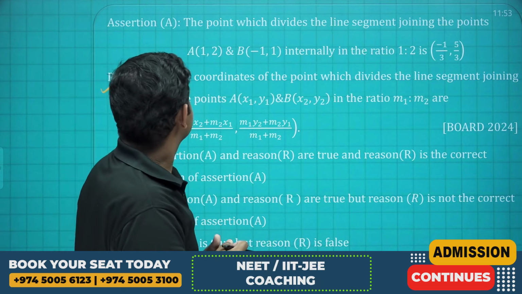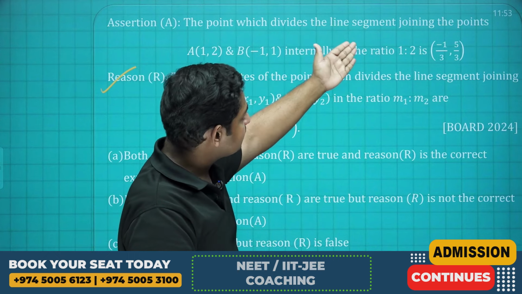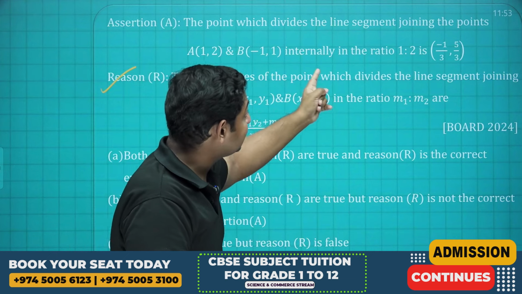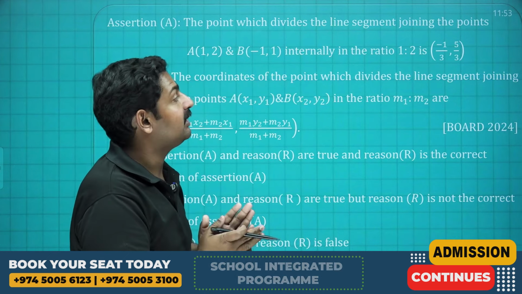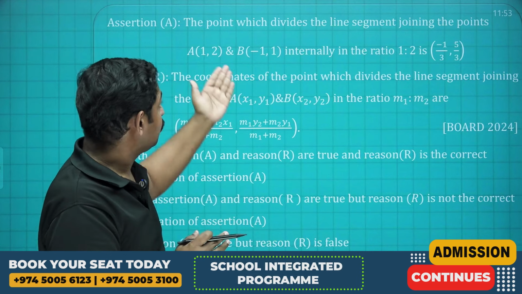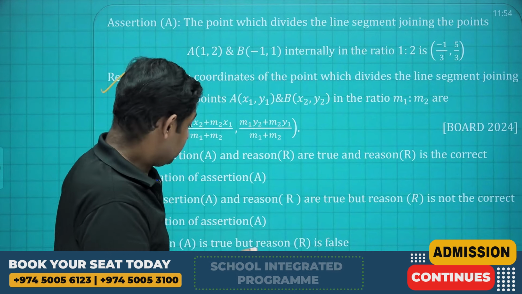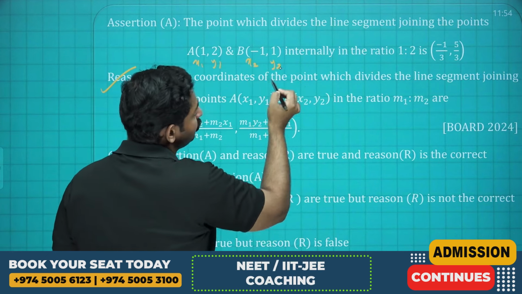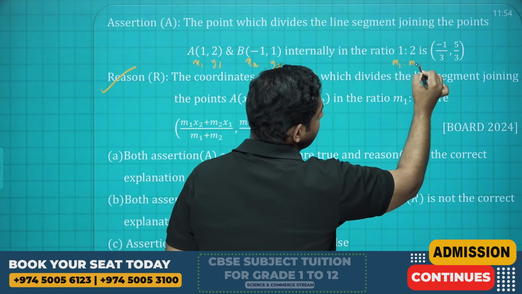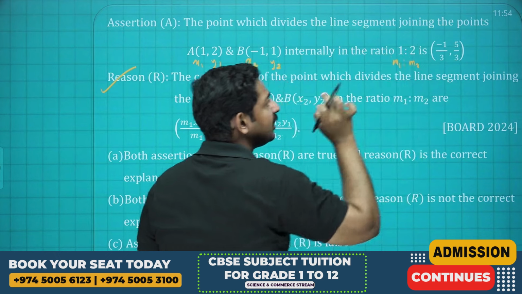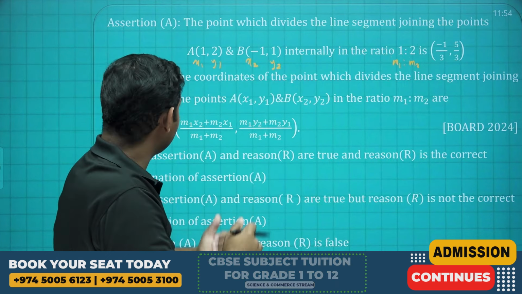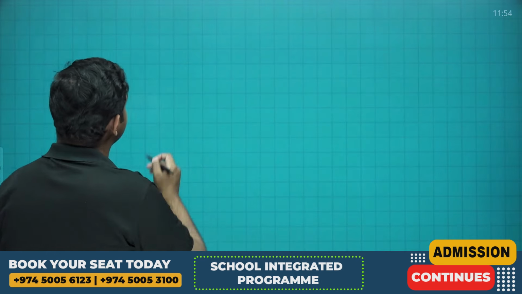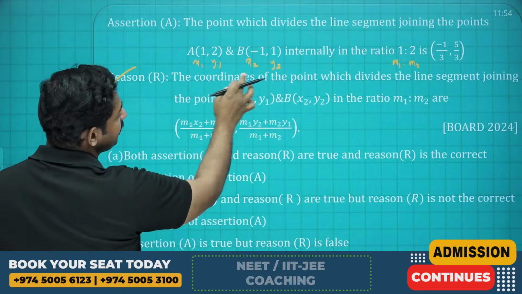Now we need to read the assertion. The point which divides the line segment joining the points A(1, 2), B(minus 1, 1) internally in the ratio 1 is to 2 is (minus 1 by 3, 5 by 3). So we need to check this. Here the points are given. This can be taken as (x1, y1), this as (x2, y2), and the ratio m1 is to m2 is given. So we need to check whether this is the correct point of division. So we can substitute the values. When you substitute the values, m1 x2, what is m1?